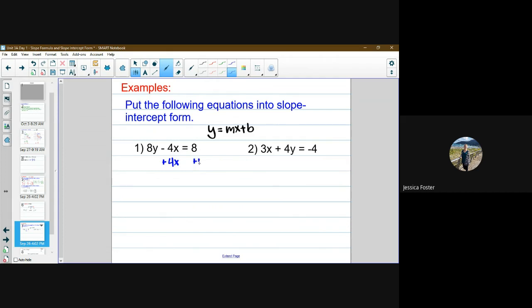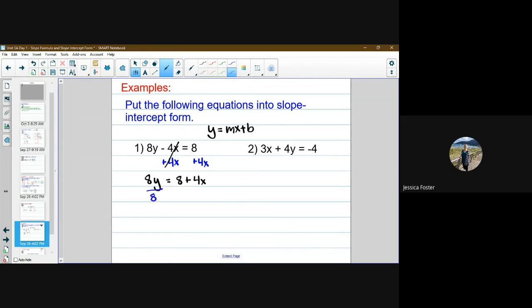Using my addition property of equality, I can add 4x to both sides to simplify this. So I'm left with 8y equals 8 plus 4x. All right, using my division property of equality, I can then divide both sides by 8.